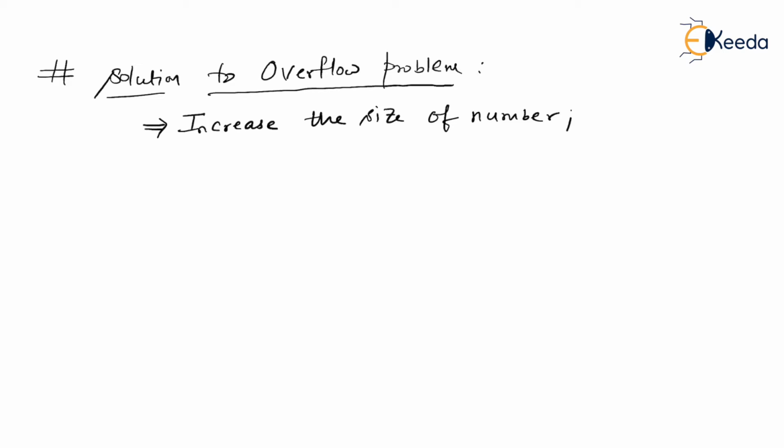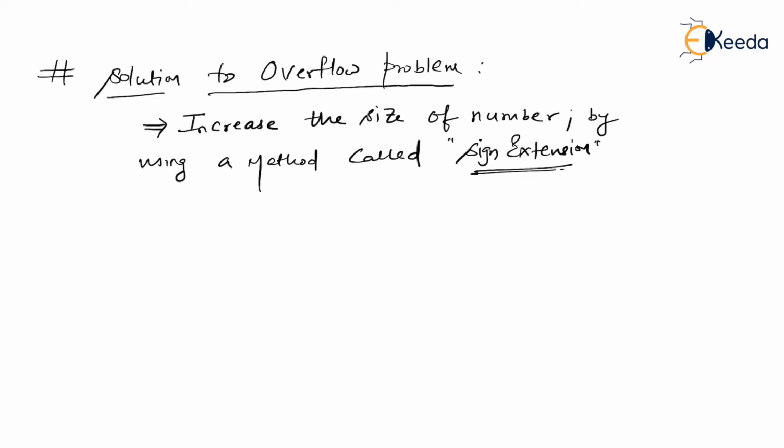If not, don't worry. Just pay attention. I'll make you understand by giving a proper example. So the solution to overflow is to increase the size of the number by using a method, in fact a standard method, called sign extension. So now we are going to understand the concept of sign extension. It's not rocket science, it is very simple.